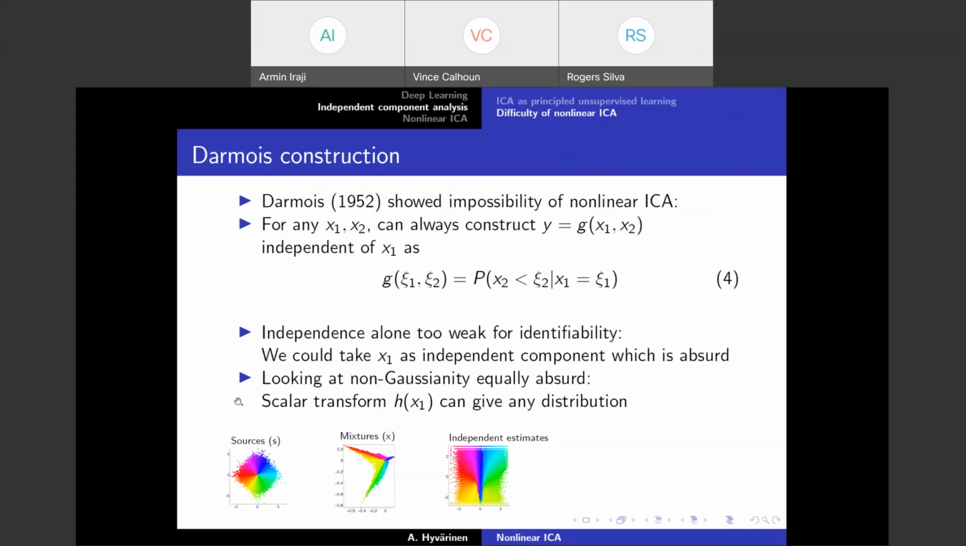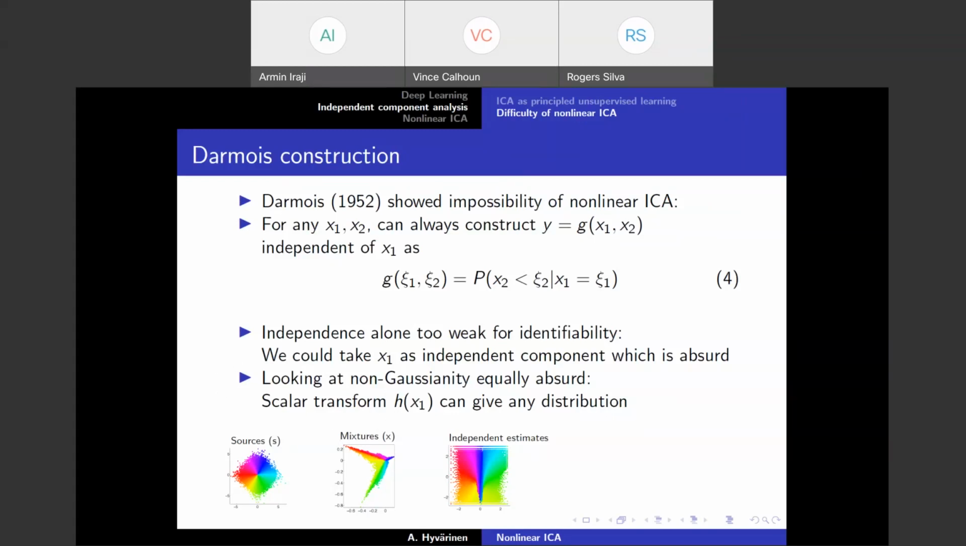And in the theory of ICA, we of course always talk about linear ICA, we always talk about non-Gaussianity, but non-Gaussianity is particularly absurd in this nonlinear case, because you can always make a scalar transformation of your variables to achieve any distribution. So looking at any assumption or measure of non-Gaussianity doesn't help at all.